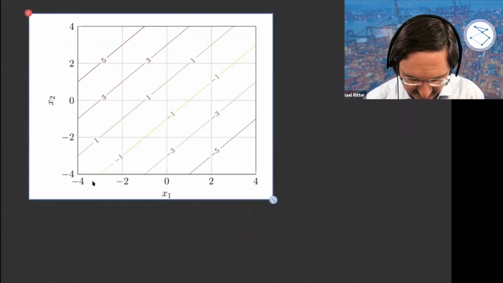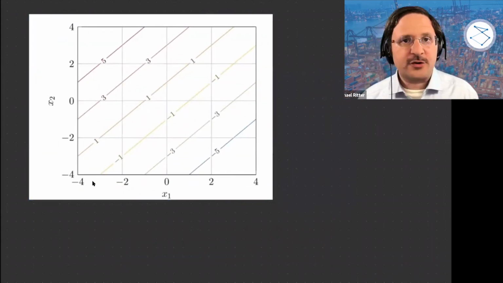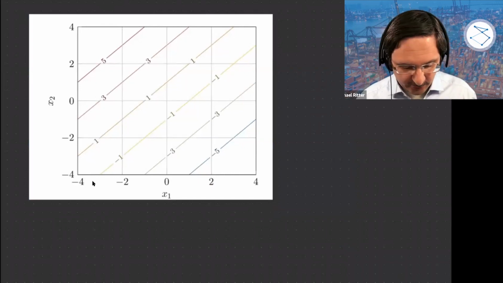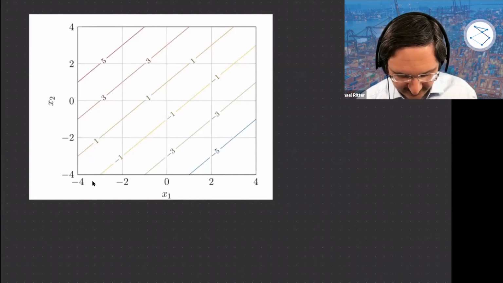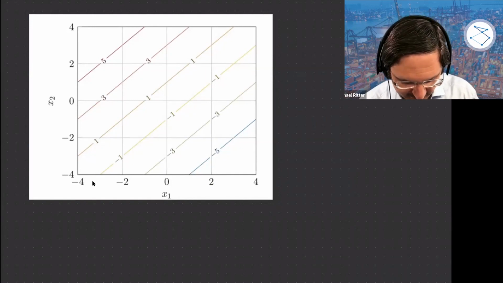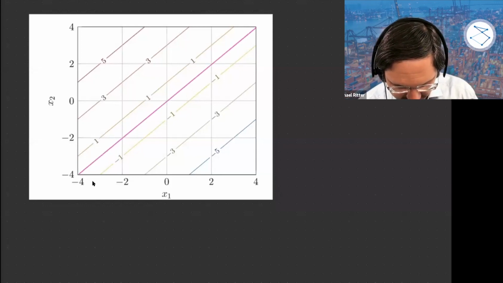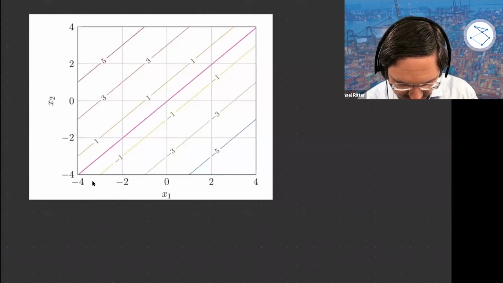Right, so let's insert that. So this here is the corresponding contour plot. And you, of course, notice that level 0 is missing here. Of course, there is also a line for level 0 that will look like this. Right, so that corresponds to level 0.